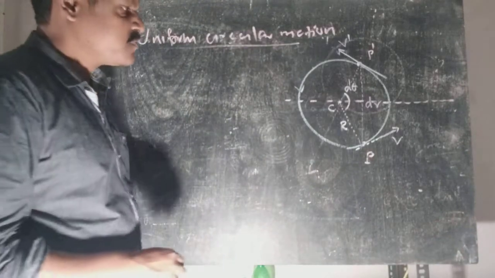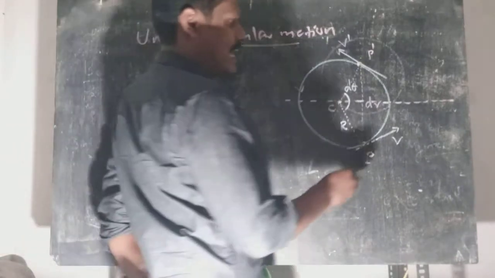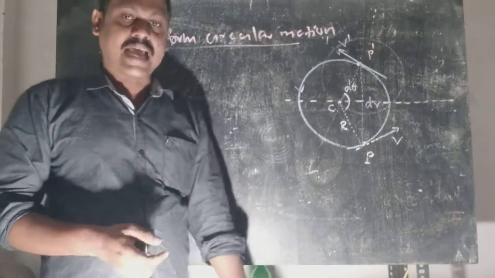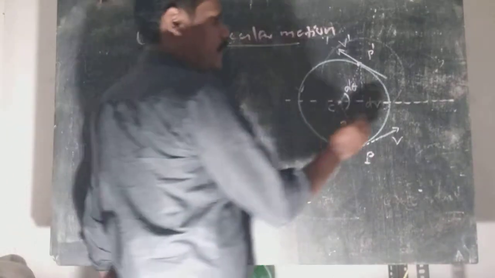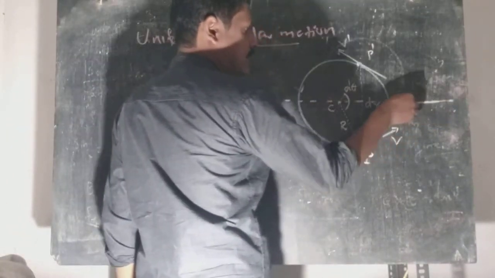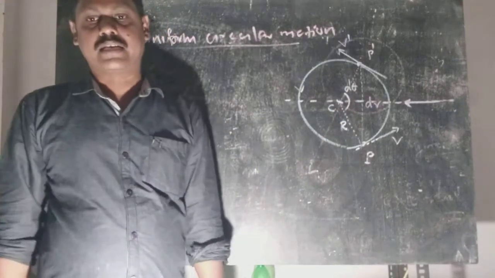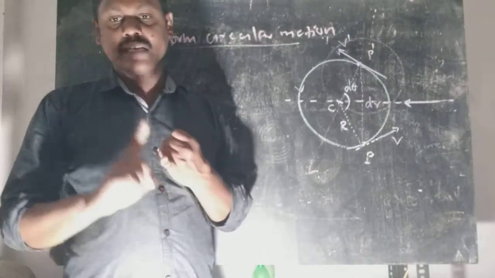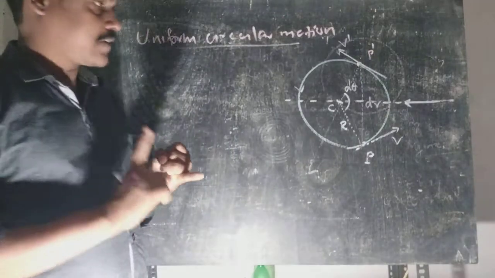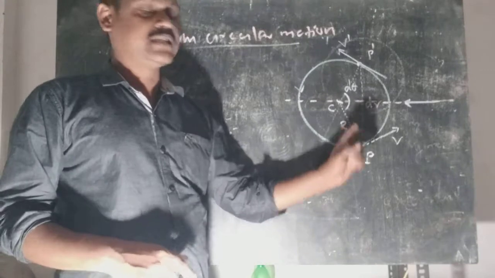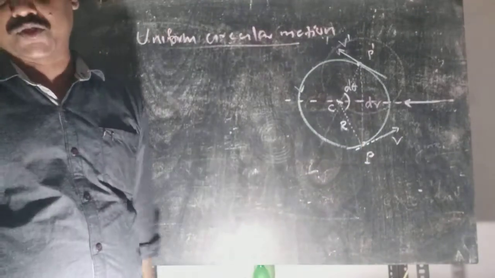Now it is seen that the average velocity and the average acceleration in this uniform circular motion are directed towards the center. That is, the average velocity and average acceleration will be perpendicular to the average displacement in that motion.